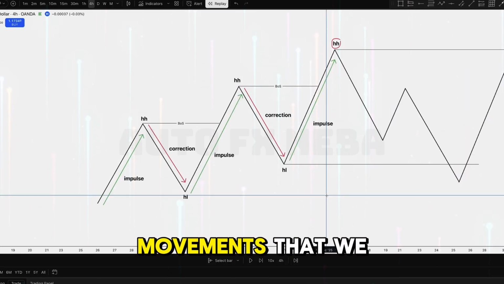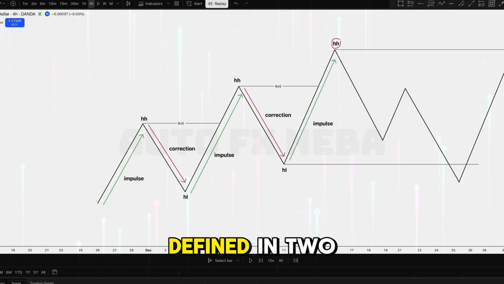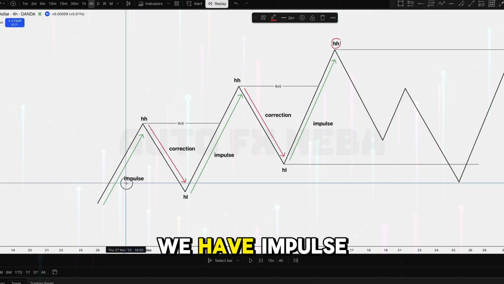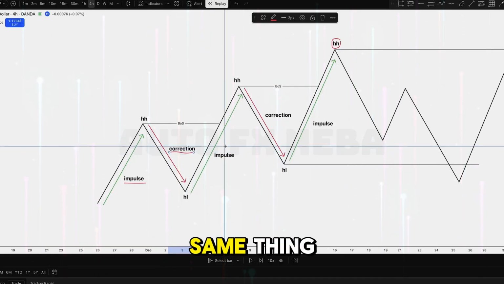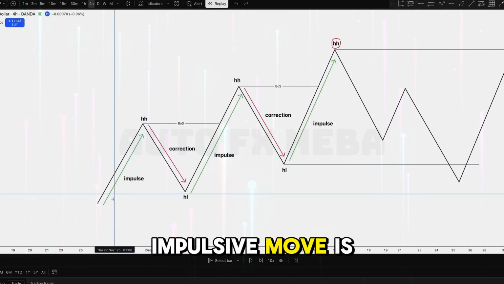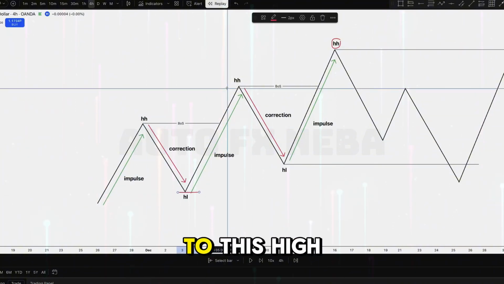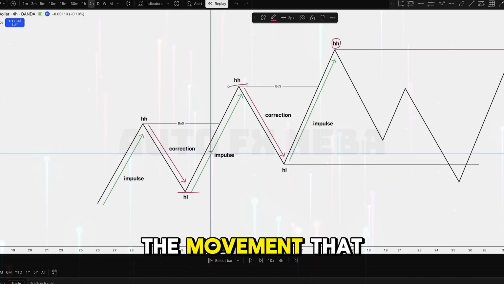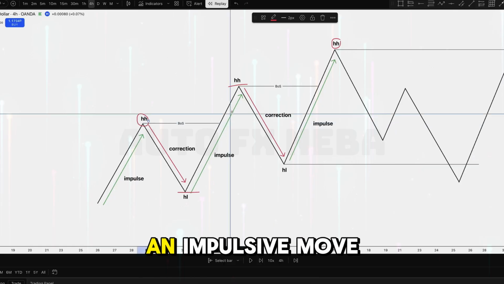Now, the trending movements that we look at, these higher high, higher low break of structure moves, can be defined in two different terms. We have impulse moves, impulsive moves, and correction moves, corrective moves. It doesn't matter, same thing, okay? So an impulsive move is a drive that creates a break in structure. If we take a look from this low to this high, we see that the movement that occurred here broke us past this previous high. Therefore, this is an impulsive move.